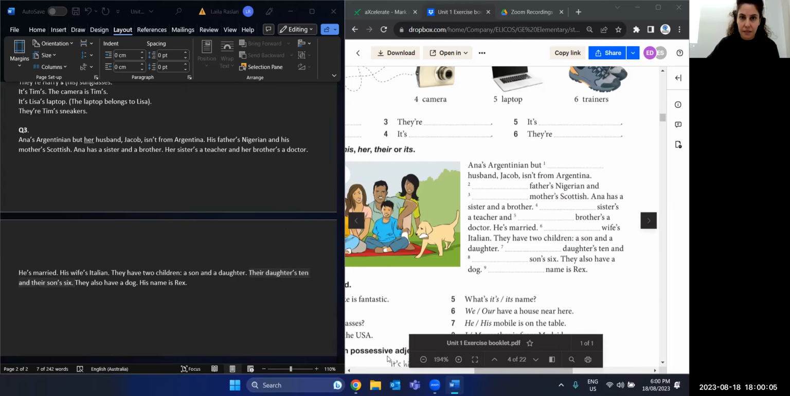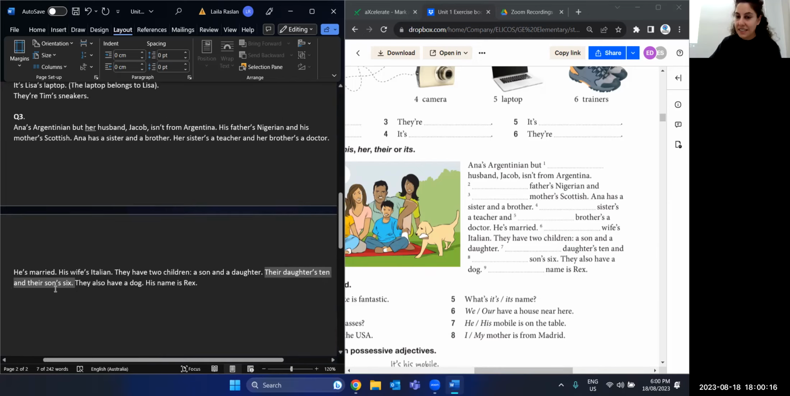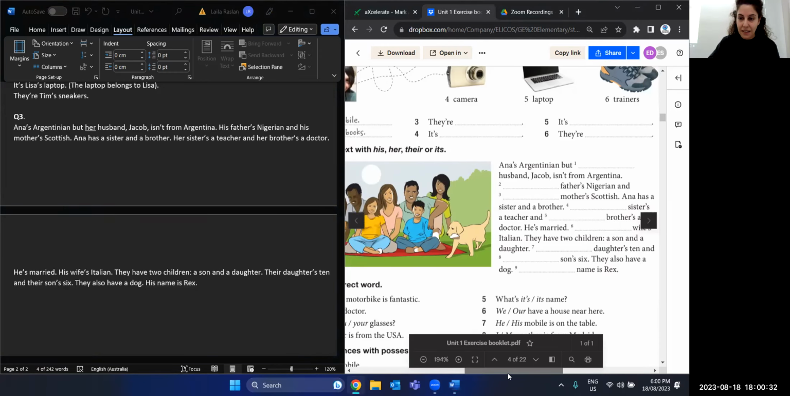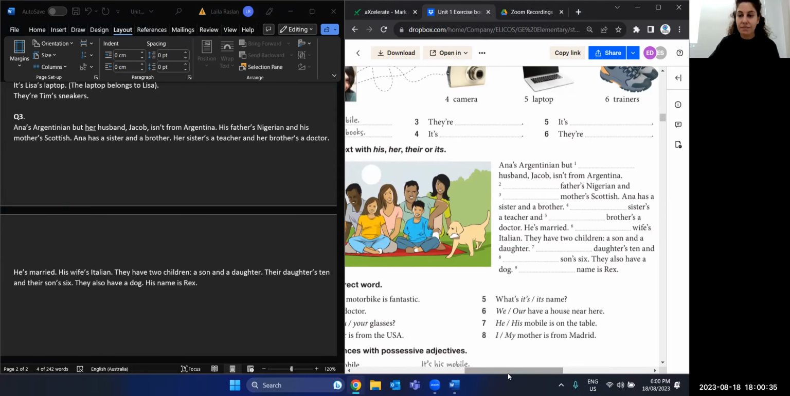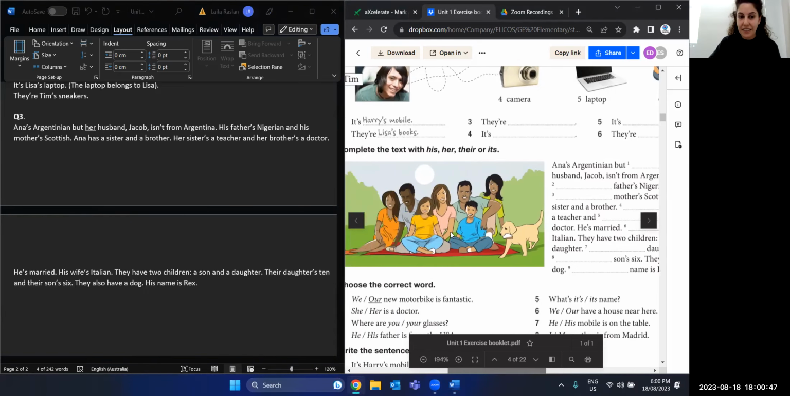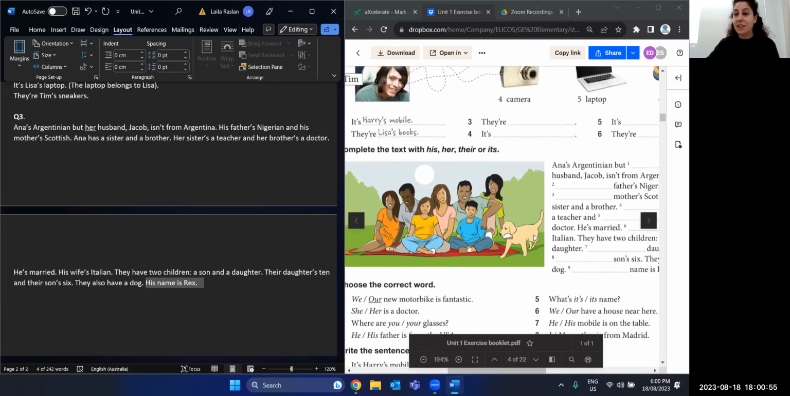I'll make it a bit bigger. Their daughter's 10 and their son's 6. And the last sentence, they also have a dog, Silvio. Rex. Yeah. So his name is Rex because it's a male. And his. So usually for pets, we say she or he. It's very common because they're a part of the family. So his name is Rex.